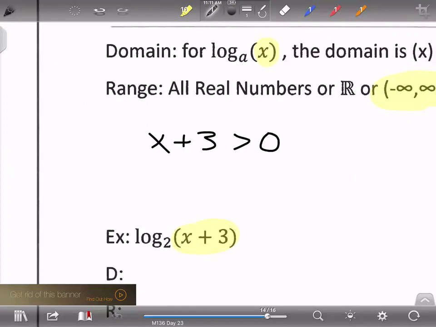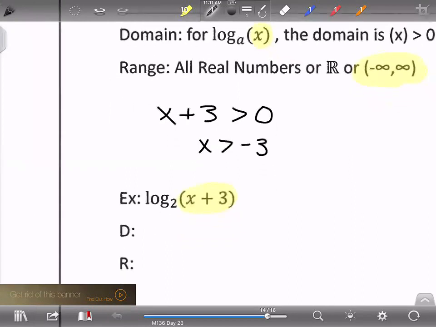You can't take the log of a negative number. Your calculator will tell you domain error. Promise. To solve this for x, I'm going to subtract 3 from both sides, which tells me x has to be greater than negative 3. If I'm looking at x values that are greater than negative 3, that means they're going to get larger and larger, head towards positive infinity. So when I write my domain, it's going to be negative 3 comma infinity.